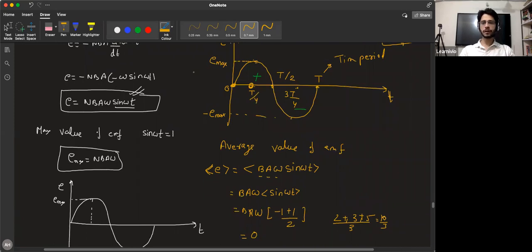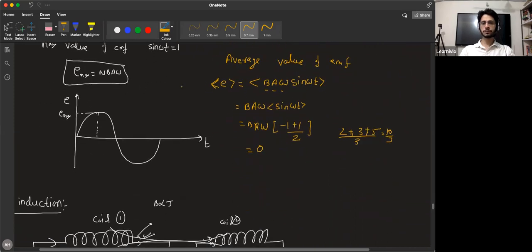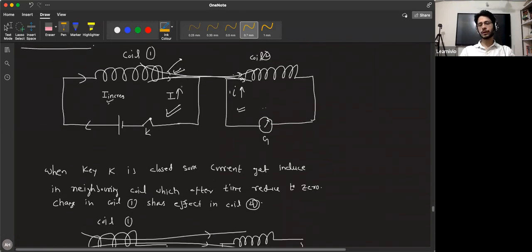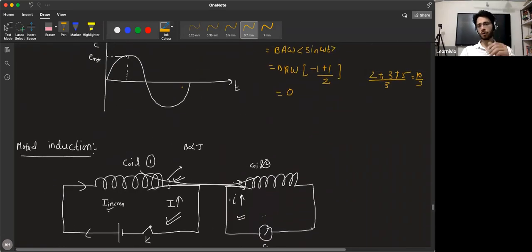Everyone have written? Can I slide it over? Yes, sir. Sure. So this completes our motional EMF. The next is mutual induction. See, what does mutual induction mean? To understand mutual induction, let's understand this diagram first.